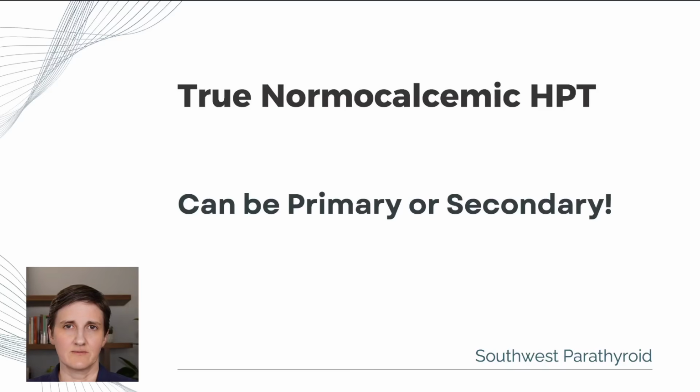With secondary hyperparathyroidism, the parathyroids are making a lot of hormone, but they're doing that because they have to. They're doing that in response to something else, typically a problem with calcium, either a very low calcium or a problem with absorbing calcium. So with primary, the problem is with the parathyroids. With secondary, the problem is somewhere else, but the parathyroids are responding and making a lot of hormone in response. Normocalcemic hyperparathyroidism can be either, and it's really important to distinguish these two when you're doing the workup for the patient.